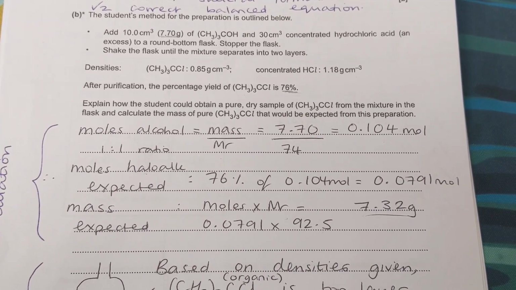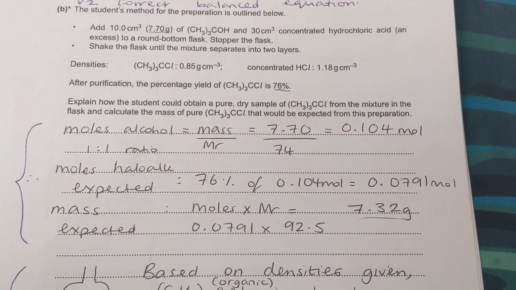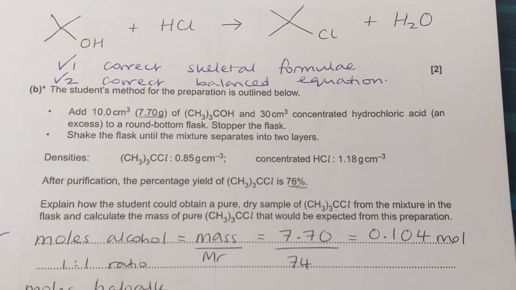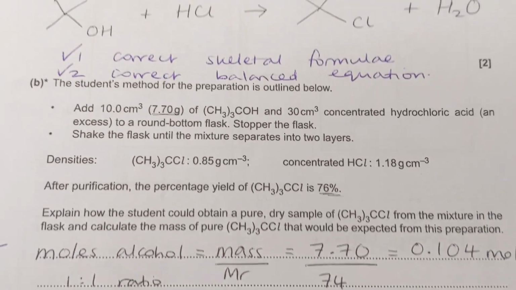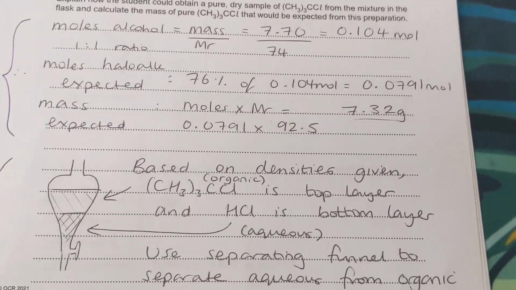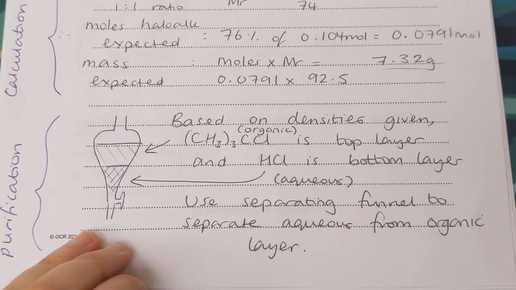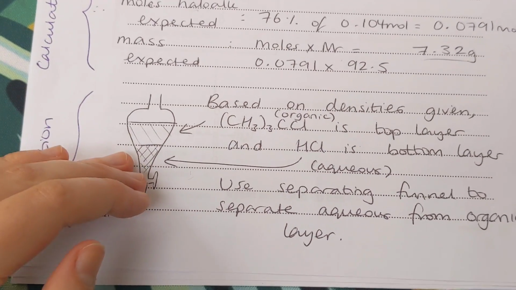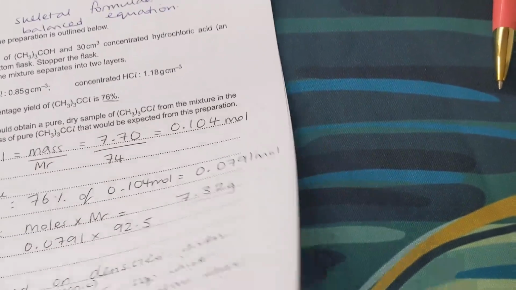Now I've done the calculation, I'm going to look at the practical bit. It's asking how we can obtain a pure dry sample of that haloalkane. And we have to use all the information we're given. Here the densities are important, and we have to bear in mind these are all liquids. So we're going to do a liquid-liquid separation, and we have to identify what's going to be in the top layer and what's going to be in the bottom layer if we want to get high marks in this question.